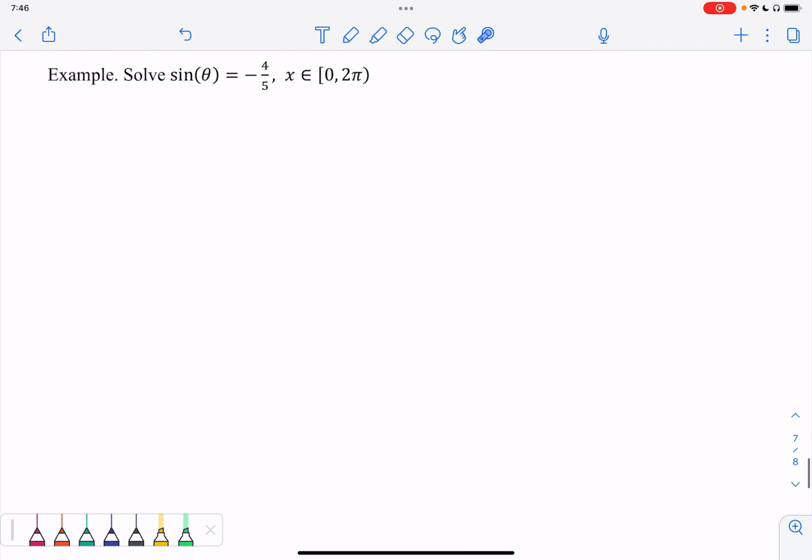Let's look at another one. How about solve sine of theta equals negative 4/5, where again x has to be greater than 0 but less than 2 pi. Let's take a look at our unit circle. Now, negative 4/5 is certainly not an output that I recognize from the unit circle, but it still helps me to kind of picture where this might be occurring.